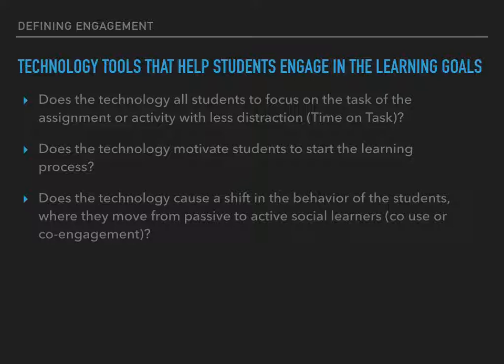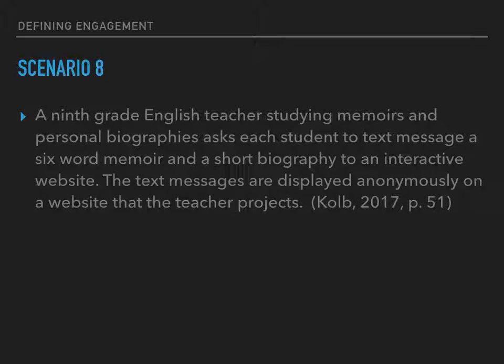And then it gives us a number of scenarios to really dig into what that looks like. I want to take a look at just 2 of them and walk through those questions with you, and how the author answers them, to prepare you for the assignment in this module. If we take a look at scenario 8, this is looking at a 9th grade English classroom. They're studying memoirs and biographies. The teacher asks each student to text message a 6-word memoir and a short biography to an interactive website. And then the teacher is going to display those anonymously on a website for students to access.